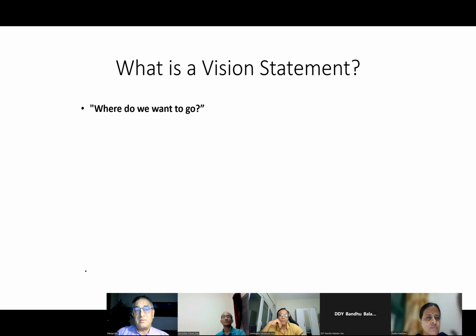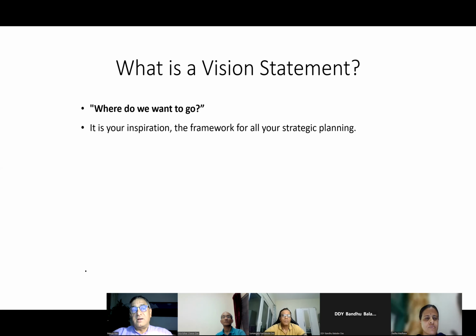So what's the vision statement? Vision is, where do we want to go? So in our case, in our goal, we said we wanted to enhance the devotee care, systemize many of the things which are now going in a bit of an unstructured way. They're doing well, they're doing a great job, but we want to systemize that. We want to create a database. So this is where we wanted to go, to see a very systemized, process-based yatra that is driven by a very particular mission and vision, and that inspires. So it is your inspiration and framework for all your strategic planning.